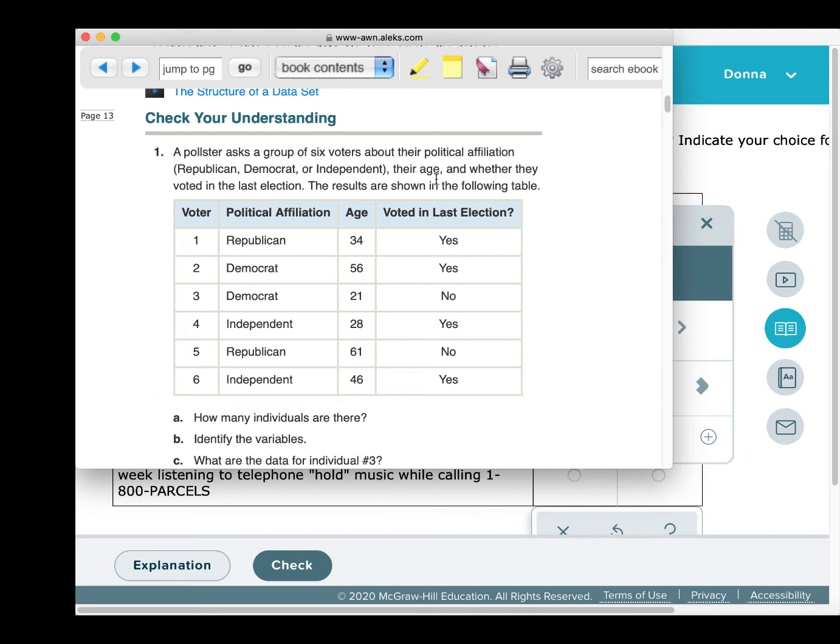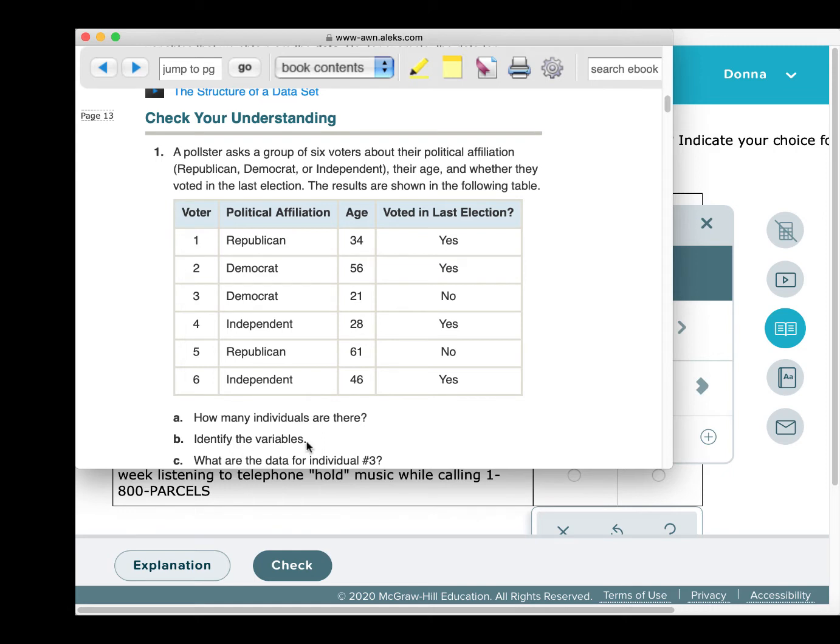So now I've scrolled down and I'm taking a look at a table of information, and looking at this table we want to introduce some terminology. In this particular example we have 6 voters and their political affiliation as well as their age and if they voted in the last election. So they ask us, well, how many individuals are there? Well, there were 6 individuals because that's how many they had in our table here.